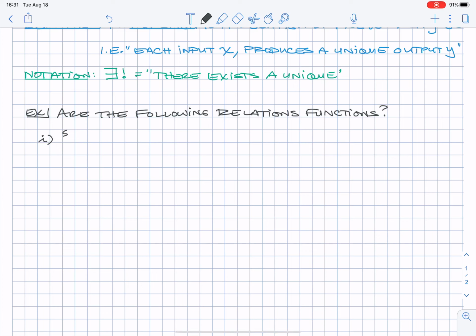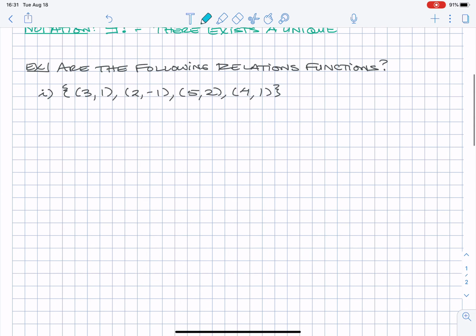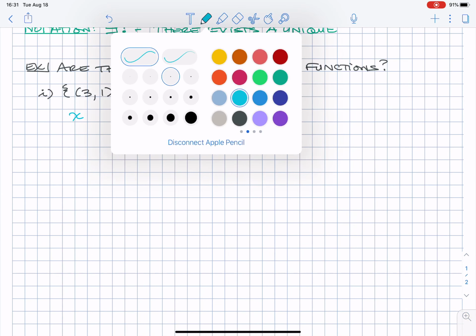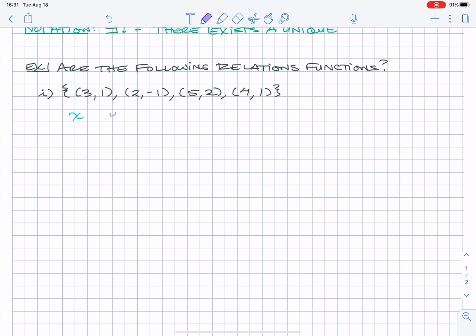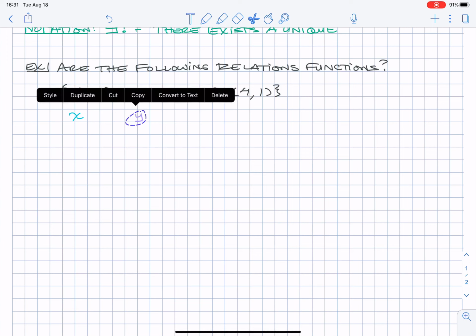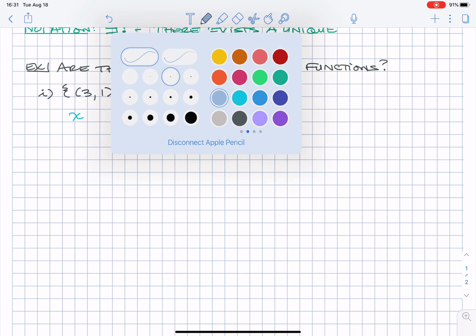So number 1. Let's say I've got the set of ordered coordinates. Let's say I have 3, 1. Remember, this is x, y. Then the next one is 2, -1. Then the next one is 5, 2. Then let's say 4, 1. So we have 4 coordinates here. So what I'm going to do is look at x versus y. And actually, let me put this a little bit farther away, and I'll show you what I'm going to do here.